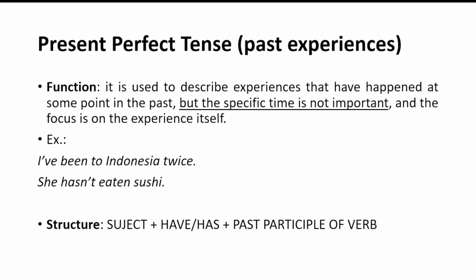So what's the structure for the present perfect in English? We say the subject plus the form of the verb have or has. It depends on the subject, because we use has for the third person: he, she, and it. And we have to remember that each verb has its own past participle form. For example, the past participle of the verb be is been.